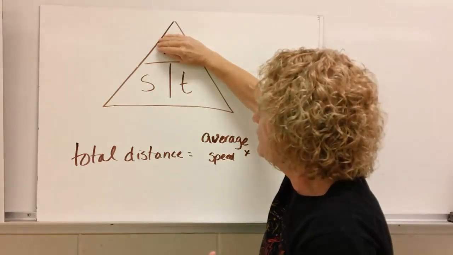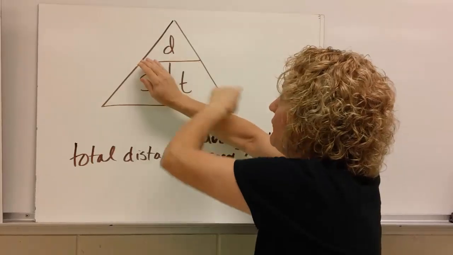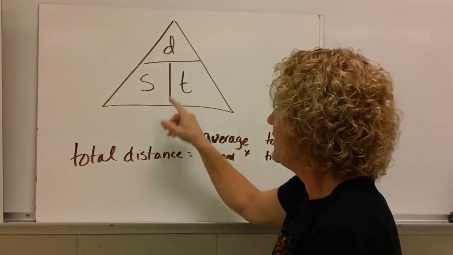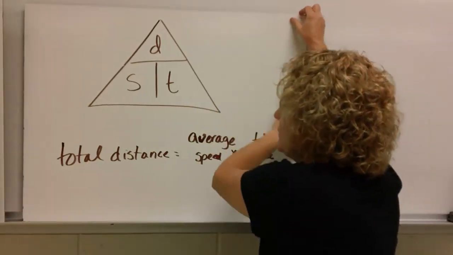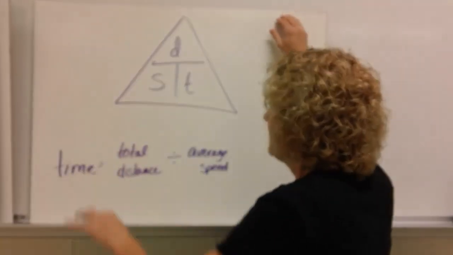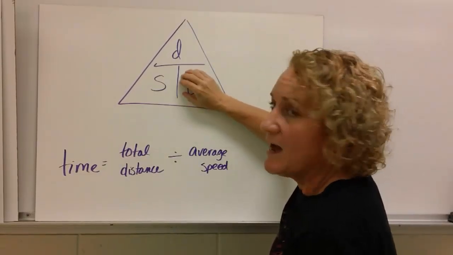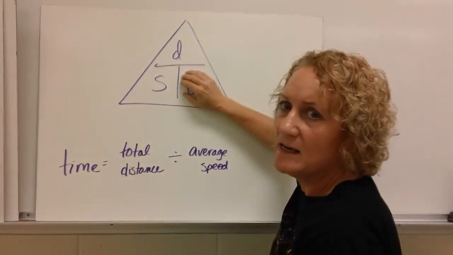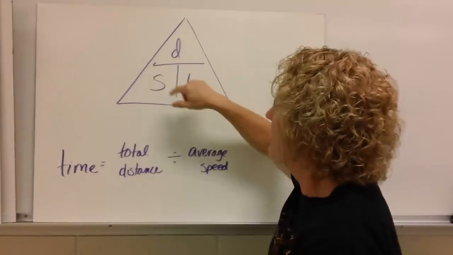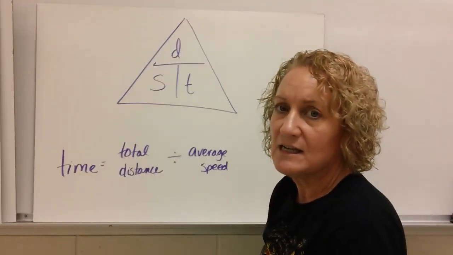So you cover up what you're looking for. If they're next to each other, you multiply. If they're on top of one another, you divide. So total distance would be average speed times total time. And of course, there's one more that we want to look at. This is time. So if you're looking for time, you cover up time. How do you find time? It's total distance divided by average speed. That's going to tell you the total time. The magic triangle of speed. Speed is distance divided by time.